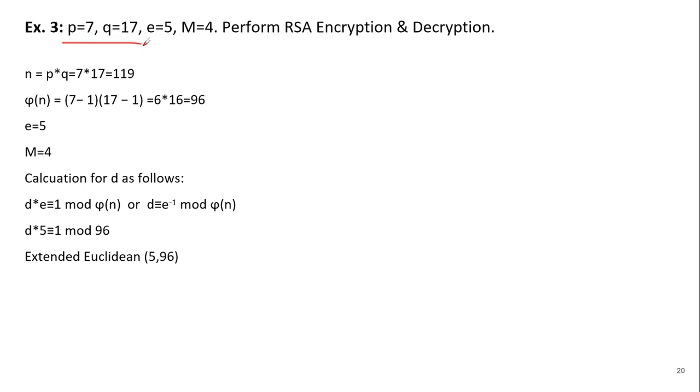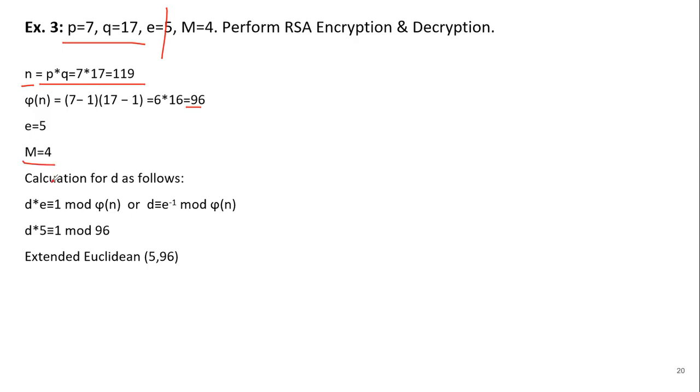P is equal to 7, Q equal to 17, E is 5, M equal to 4. First we calculate N, which is P into Q, that is 7 into 17, that is 119. After that we calculate phi of N, which is 7 minus 1 into 17 minus 1, which is equal to 96. Now E is equal to 5 and M equal to 4.